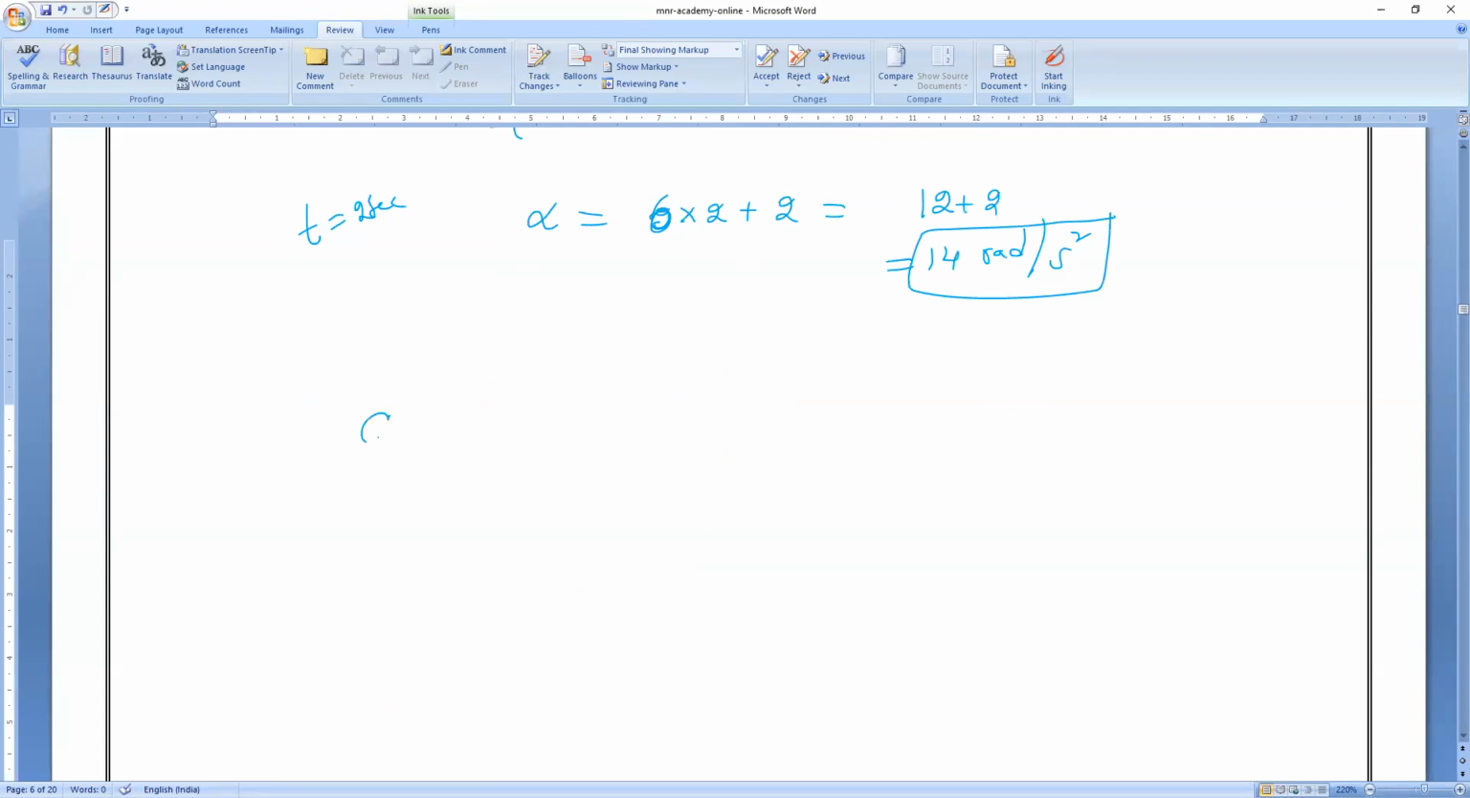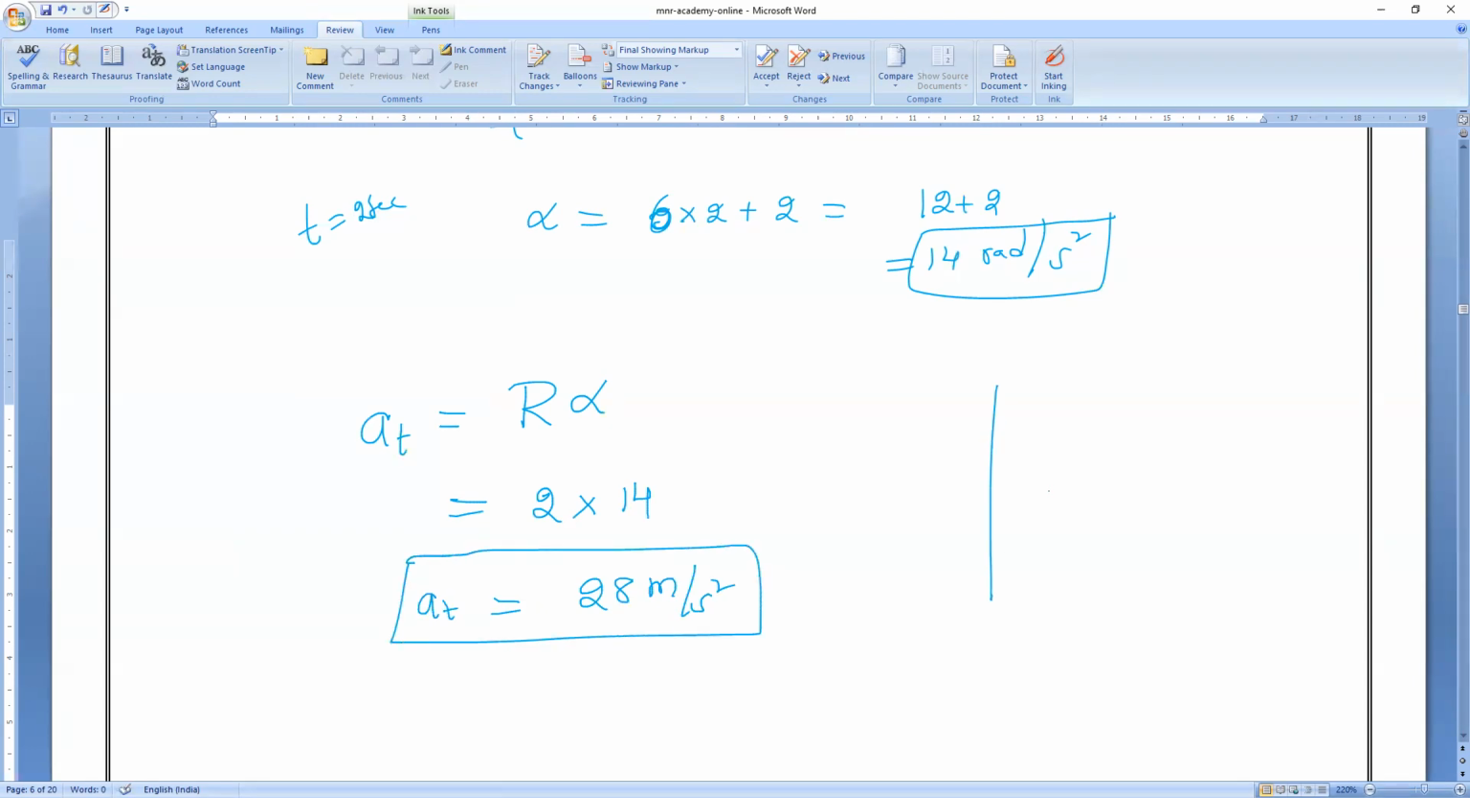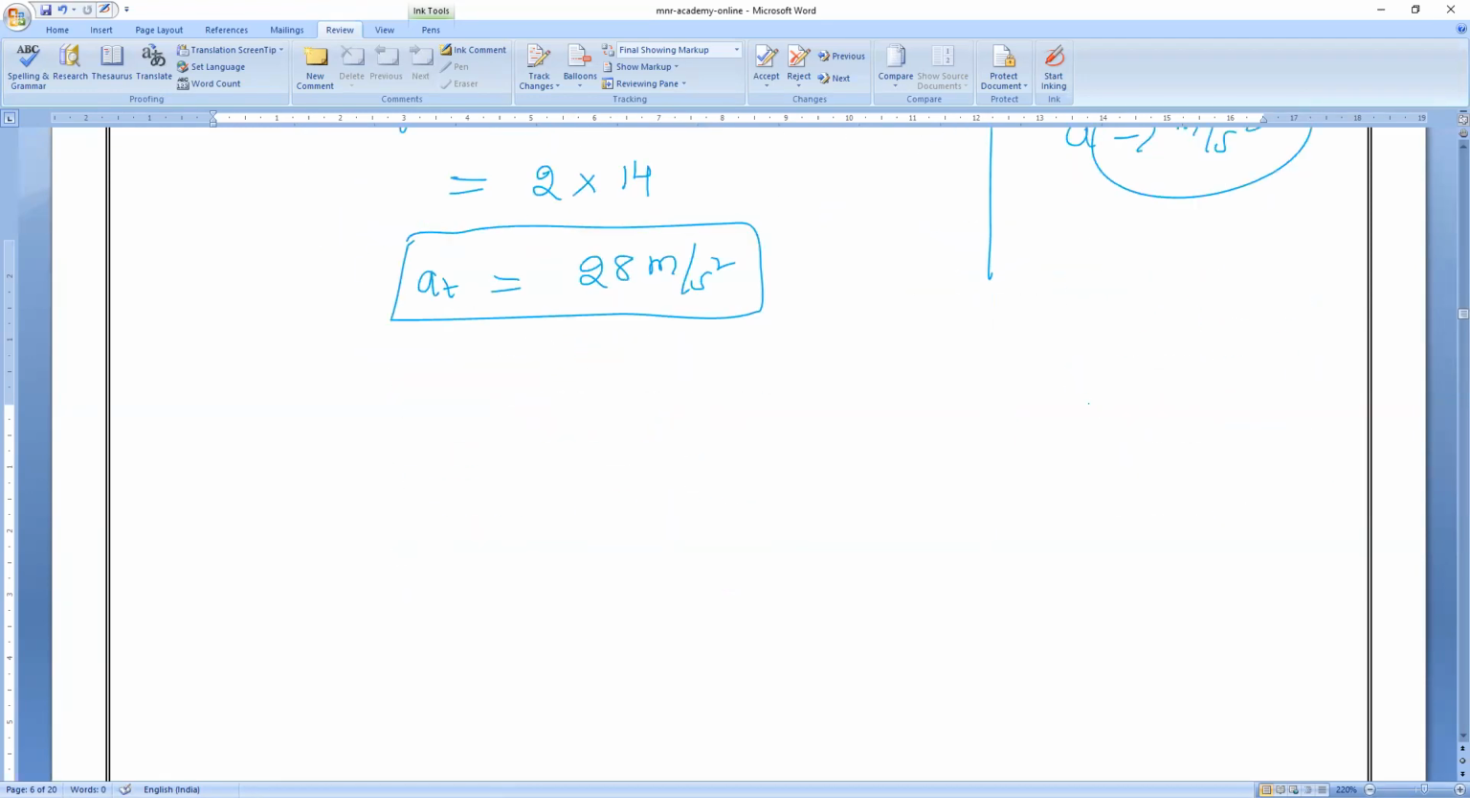Next, tangential acceleration. So what is the tangential acceleration formula? Radius into angular acceleration. So radius is 2, angular acceleration is 14. So 14 2s are how much, everybody? 28 meter per second square. Because tangential acceleration is linear acceleration. So what is the acceleration unit? Meter per second square. That is what it is.